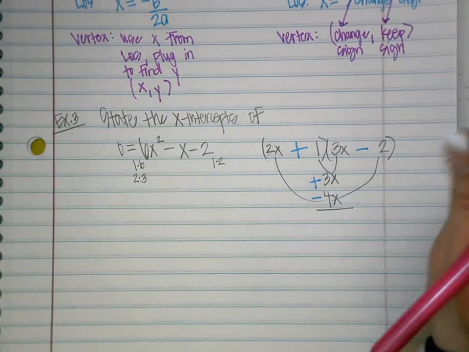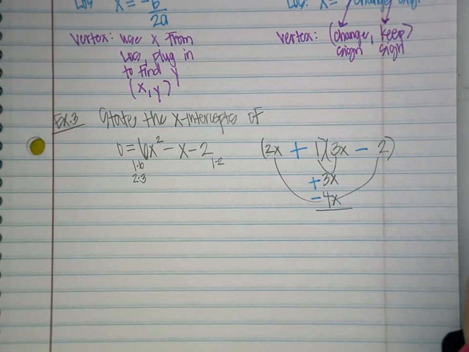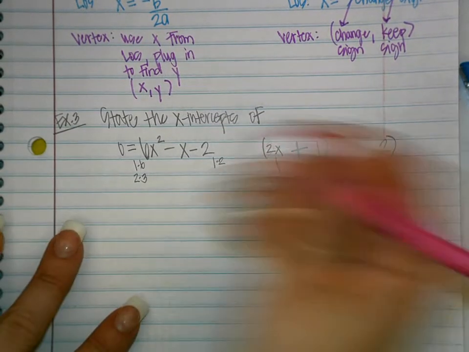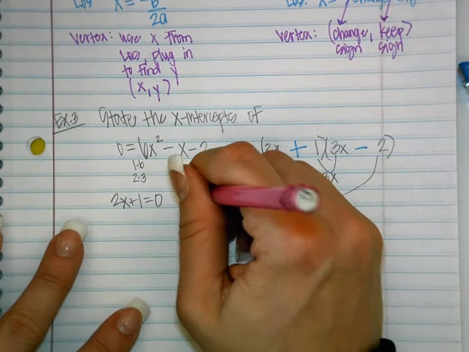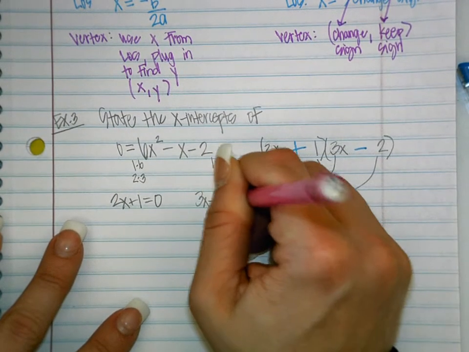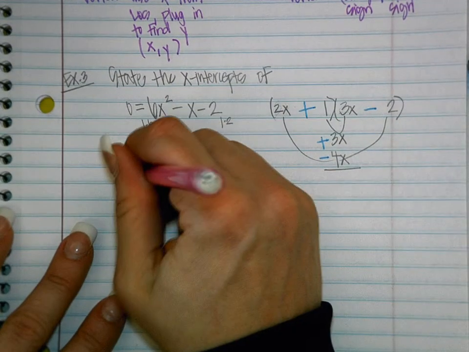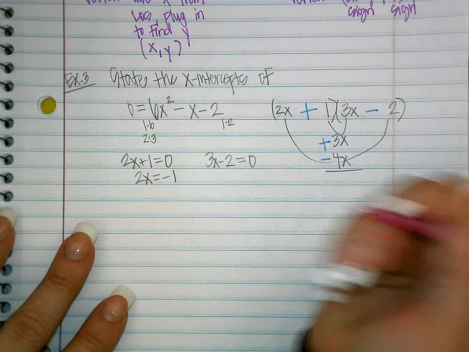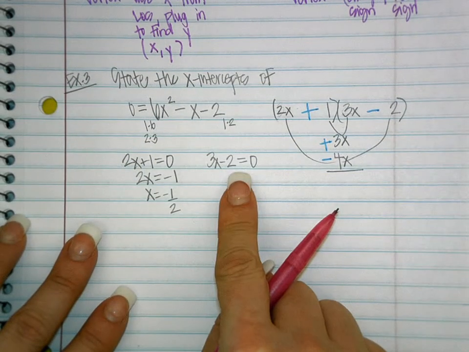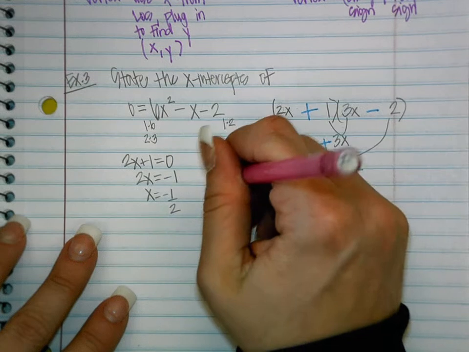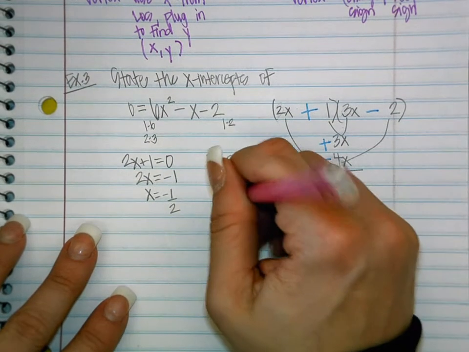Now, did I actually find the x-intercepts? No. How do I find the x-intercepts? Set them equal to 0, right. So 2x plus 1 equals 0. You're going to split them up, set them equal to 0. And 3x minus 2 equals 0. Do inverse operation, so subtract the 1. That gives you 2x equals negative 1. If you divide through, x is negative 1/2. This one, same thing, additive inverse would give you 3x equals a positive 2. Divide both sides by 3, x equals 2/3.